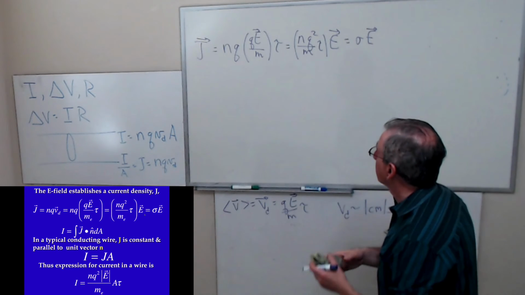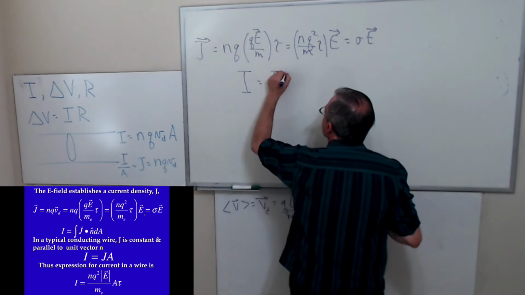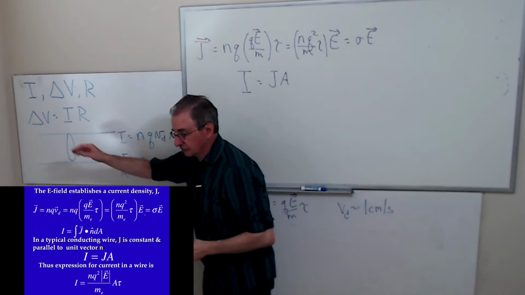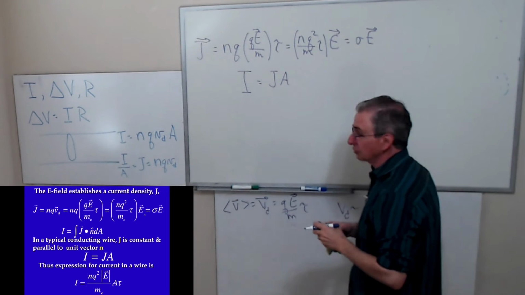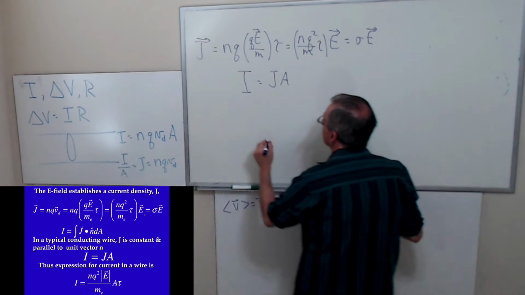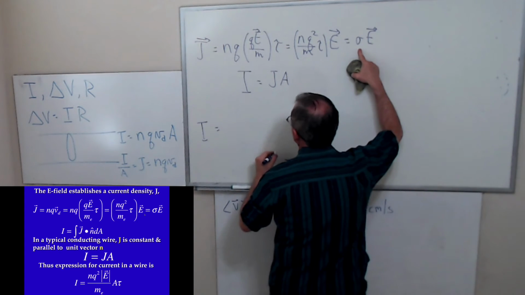And so the current I is J times A. We're assuming that the electrons are flowing perpendicular to the surface, and J is uniform because the electric field is uniform. So that means the current is going to be this times A.